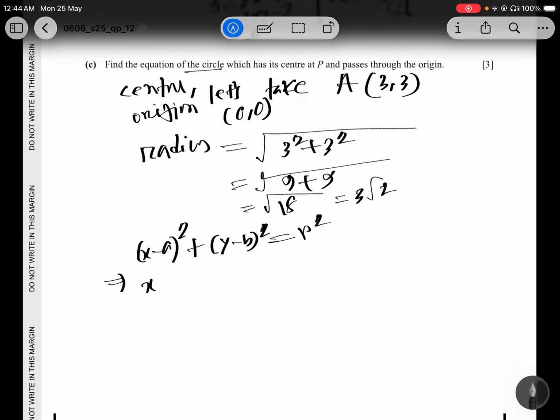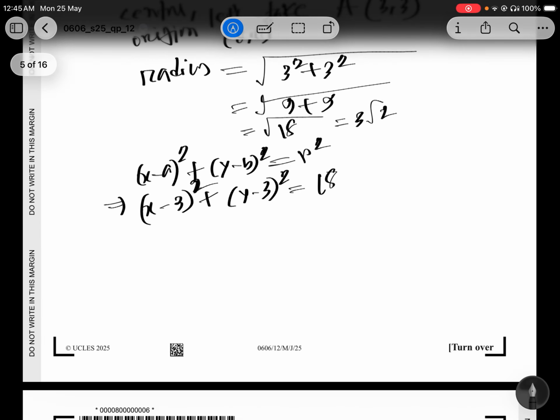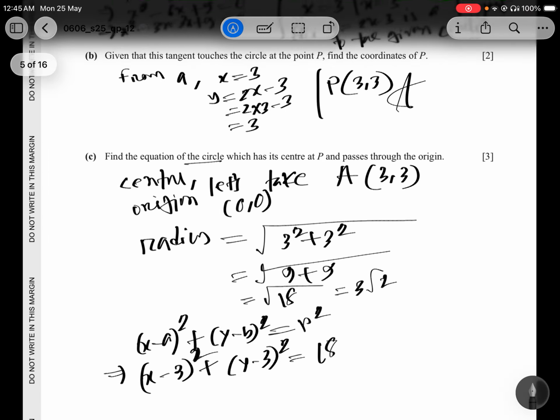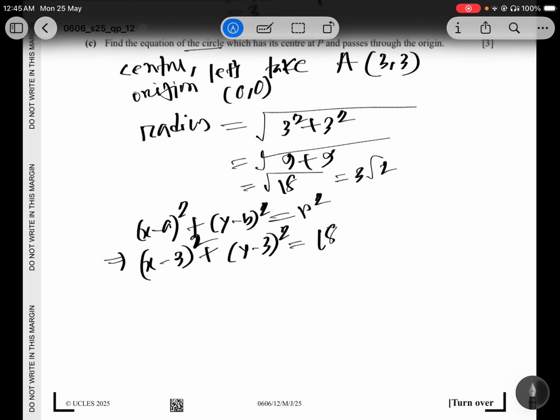So x minus a is x minus 3 here, plus (y minus 3) whole squared here, and it would become r squared. Okay, it would become 18. Should I need to expand it? I guess no. This should be the answer.